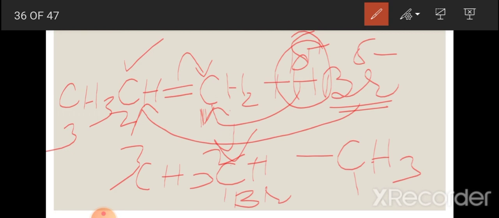And we have to remember that the electrophilic addition of alkenes proceeds through the formation of a more stable carbocation intermediate. And you should also know why the name Markovnikov has been given. Markovnikov was a Russian chemist, and Markovnikov is his English name.